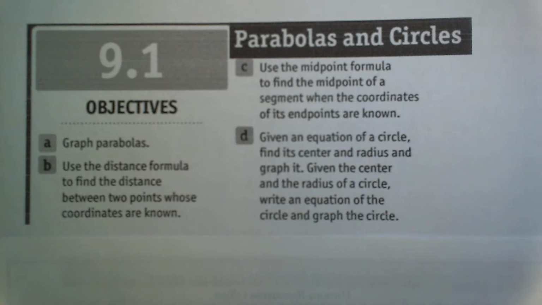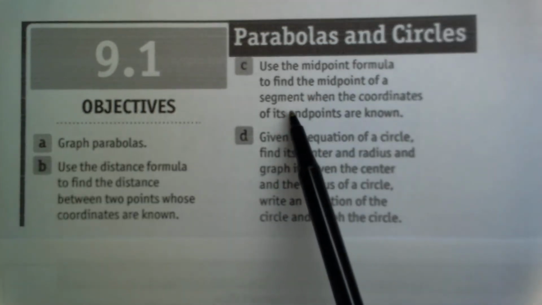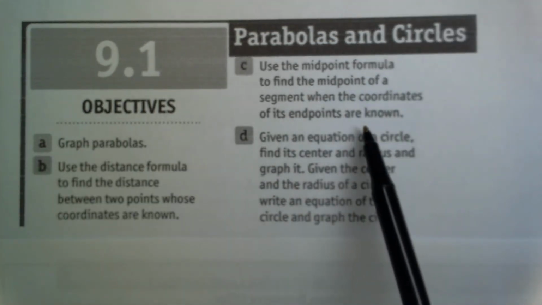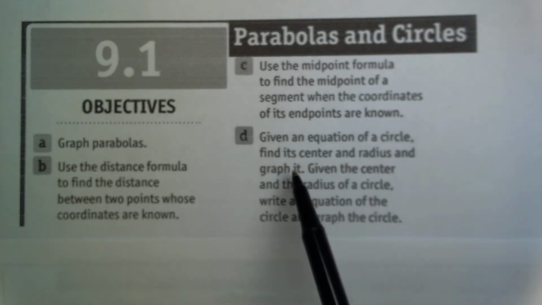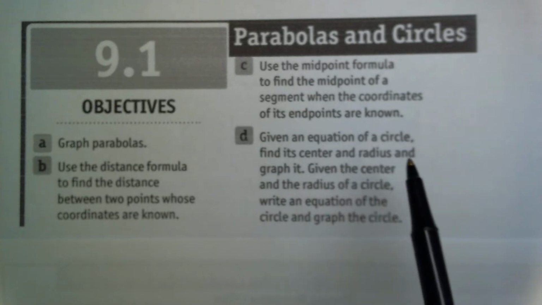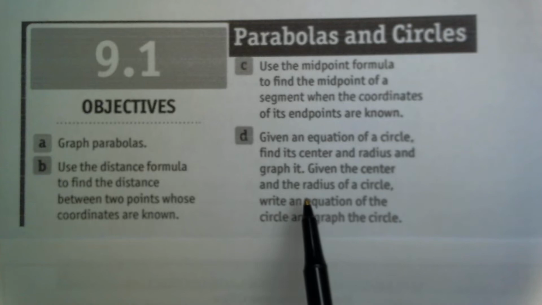Section 9.1 has four subsections. One would be on graphing parabolas, and then to use the distance formula to find the distance between two points whose coordinates are known, two points in a plane that is, and then to use the midpoint formula to find the midpoint of a segment when the coordinates of the endpoints are known. And then part D is, given an equation of a circle, find its center and its radius and graph it, and then given the center and the radius of the circle, write an equation of the circle and graph the circle.